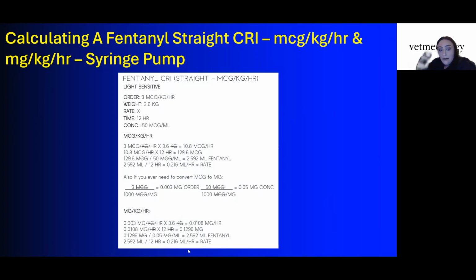Milligrams per kg per hour. So this is equivalent to 0.003 milligrams per kg per hour. And let's see, 0.003 times 3.6 kilograms equals 0.018 milligrams an hour. 0.018 milligrams an hour times 12 hours equals 0.1296 milligrams. And 0.1296 milligrams divided by 0.05 mgs per mil, because 50 mics per mil turns into 0.05 mgs per mil, equals 2.592 mils fentanyl. 2.592 mils fentanyl divided by 12 hours. Again, we get the same rate, 0.216 mils an hour.